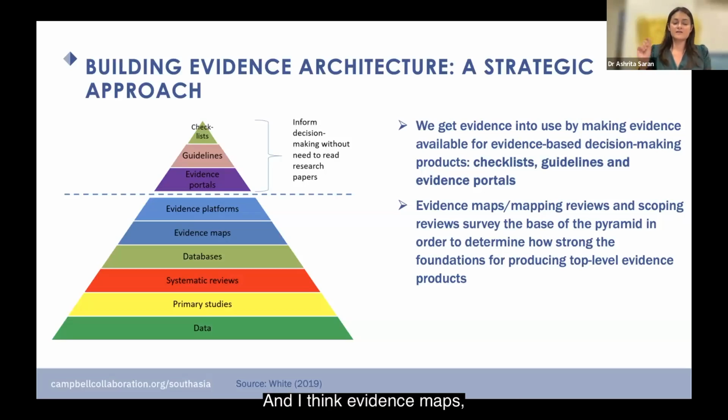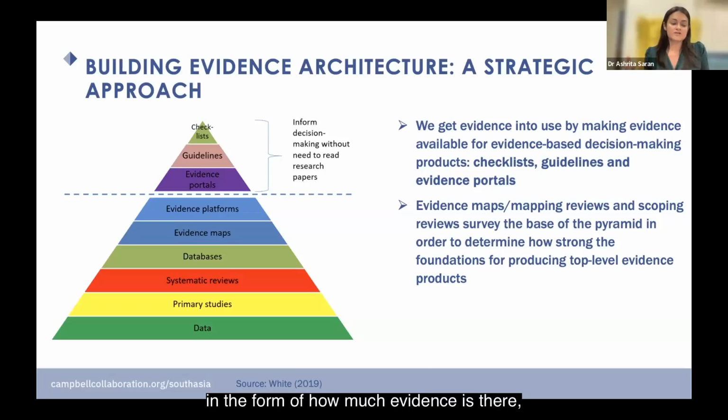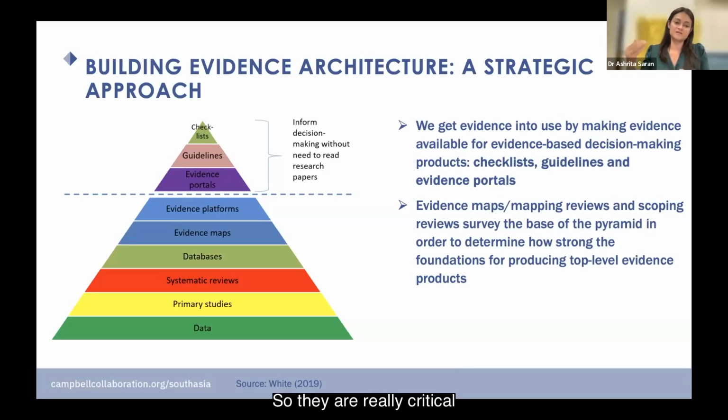And I think evidence maps, scoping reviews, and mapping reviews are the critical link between the top of the pyramid and the bottom of the pyramid, because they help us explore the literature that is available: how much evidence there is, where exactly the key gaps are, and sometimes in some areas they also help us identify the confidence in the findings of that research. So they are really critical in building the evidence architecture and getting evidence into use together.